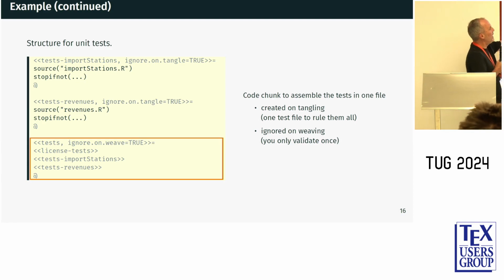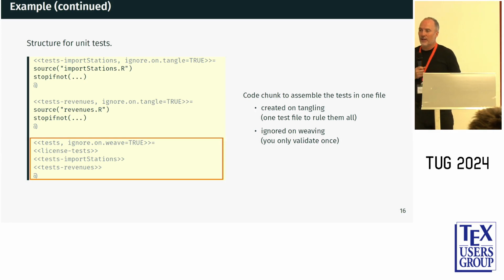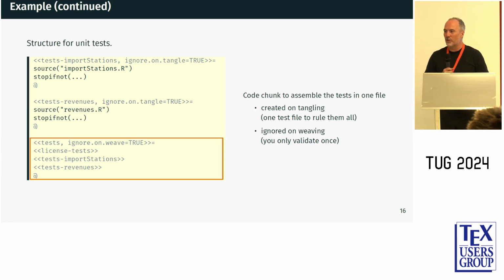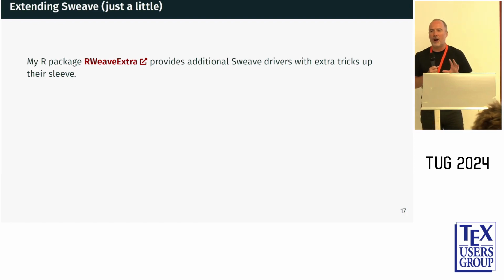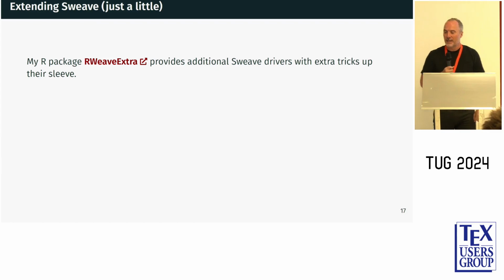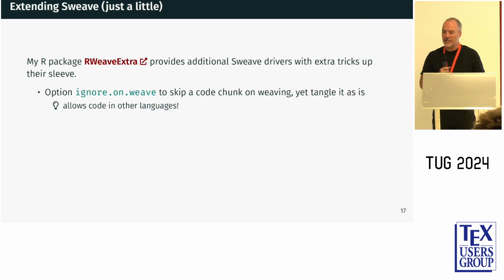Here, ignore on tangle, ignore on tangle, and ignore on weave are not standard keywords that are supported by Sweave. So I might just say a couple of words on a small R package. Maybe very few, if none of you are actually working with R, so I'll be very, very short on that. But the idea here is that I just wrote a very small R package that provides additional Sweave drivers with, as I wrote here, extra tricks up their sleeve.